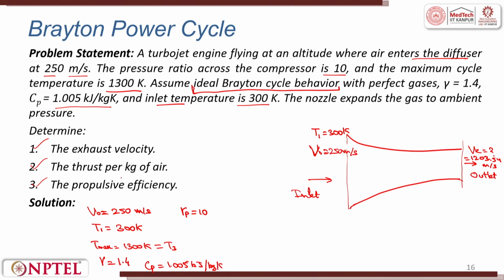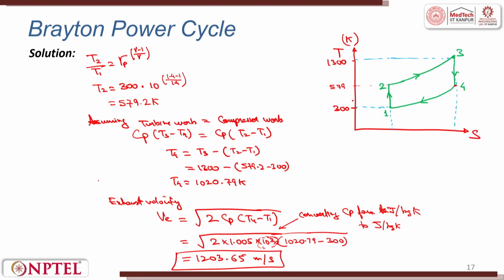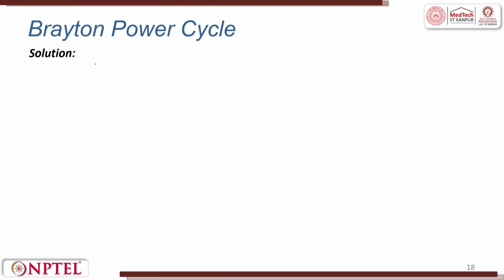Next part is thrust per kg of air. To find the thrust, we will put the relation thrust F is equal to Ve minus V0. It is a simple difference between them, that is 1203.54 minus V naught. V naught is the entry velocity, that is 250 meters per second. So, this difference comes out to be 953.65 Newton per kg, because this is thrust per kg.